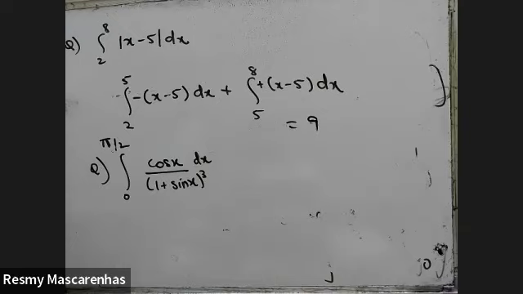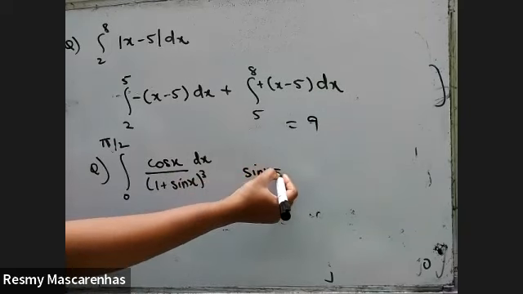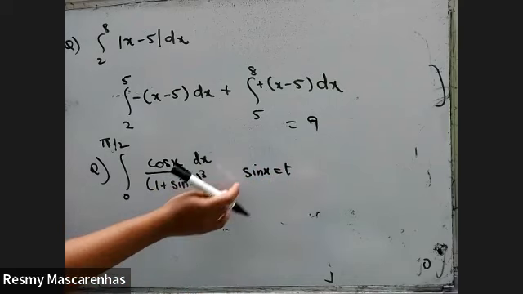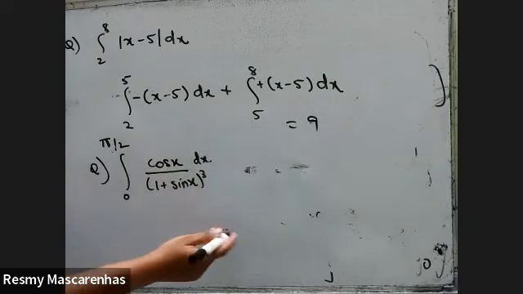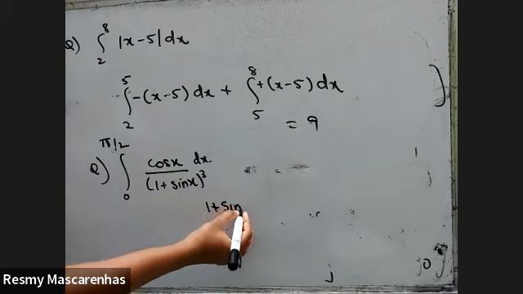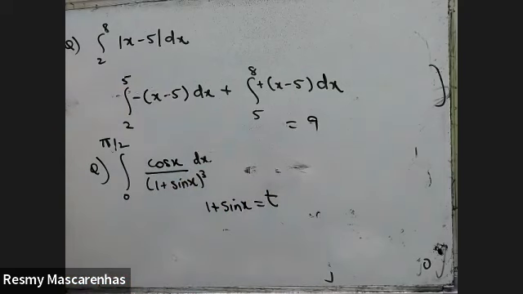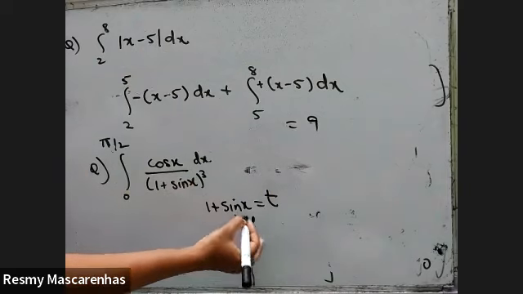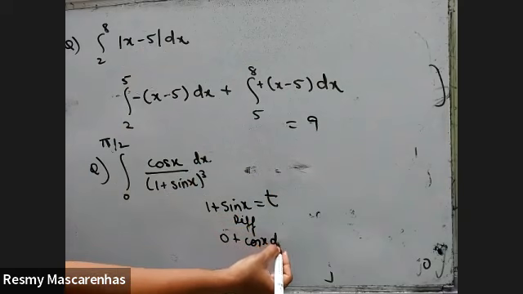with dx. So what I can do, either I can take sin x equals t, or the best way is to take 1 plus sin x equals t. Why? Because the derivative of 1 will be 0, so it will not matter. So I'll take 1 plus sin x equals t. When I differentiate, anyways I'll get 0, and I know that cos x dx will be equal to dt.